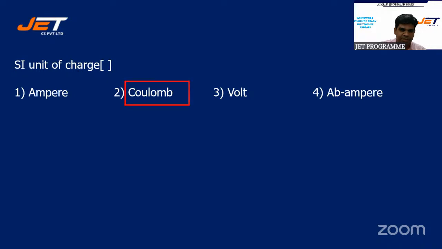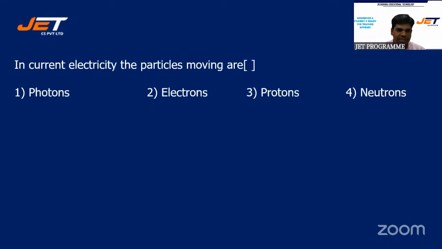All right, here's the next one. In current electricity, the particles moving are photons, electrons, protons, or neutrons. We talked about this a while ago. What is it moving? Photons, electrons, protons, or neutrons?